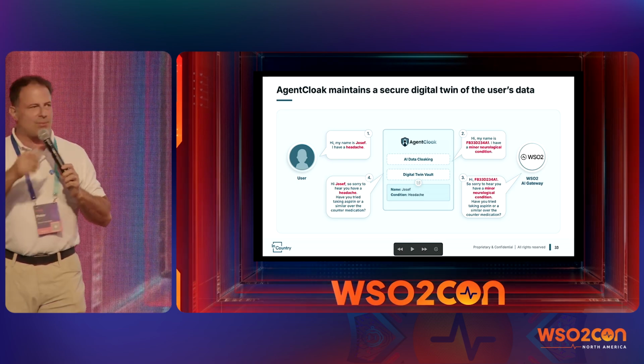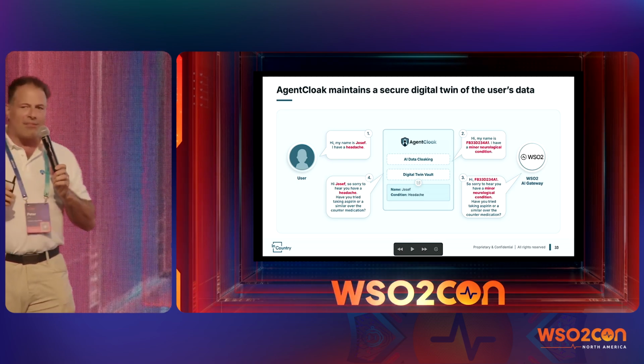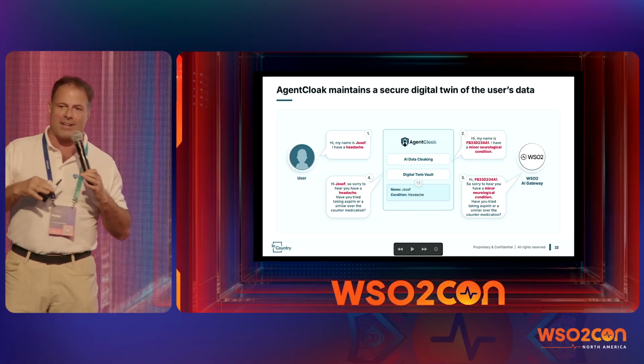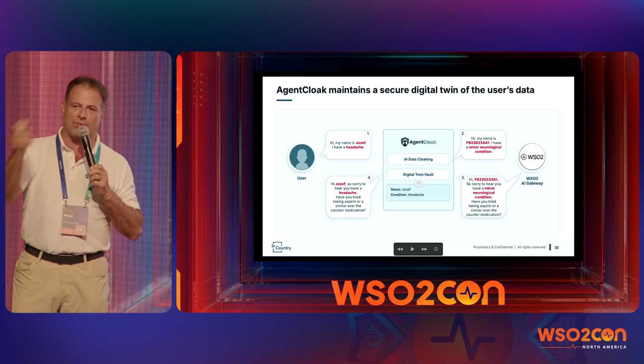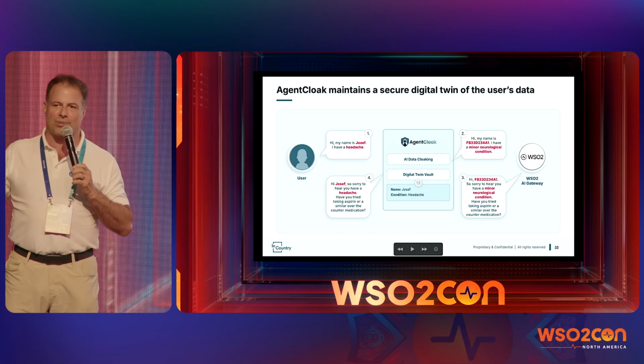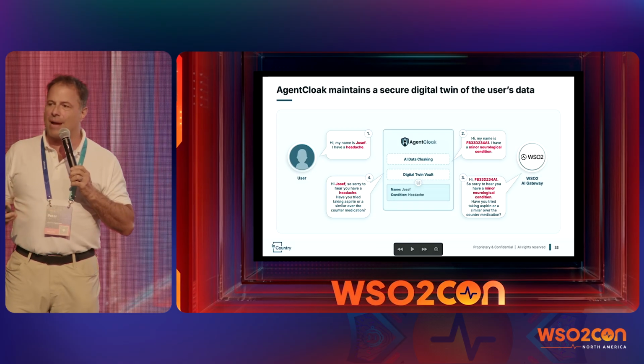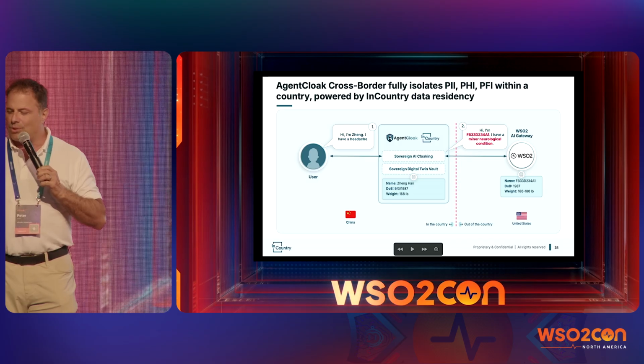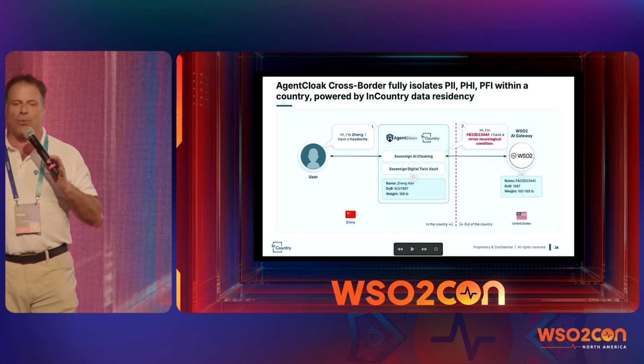And the way we do this is with secure digital twins, and they're very, very sophisticated. If you say, hi, I'm writing about my father, he has a headache, it creates 2 digital twins that run separately outside of your system and can mask and unmask data back and forth between the AI systems. And what's really interesting is this all works cross-border.